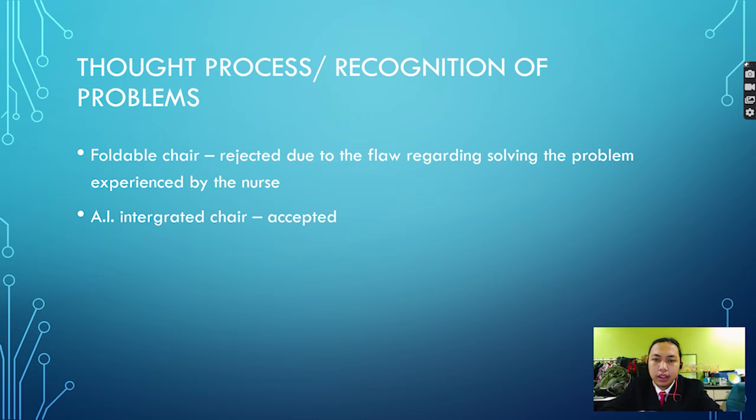So, what is the thought process behind our team design? As we can see here, we initially proposed to do a foldable chair, but along with the discussion, we rejected the idea because it would give a lot of inconvenience to the nurse. So we moved to a better approach, which is using AI.